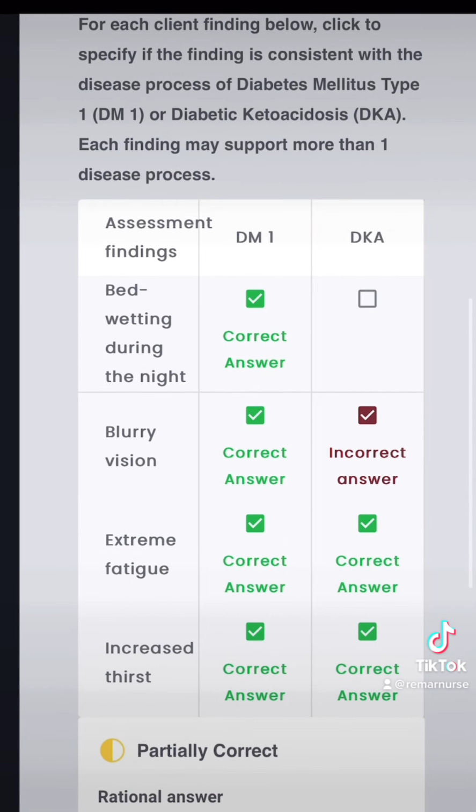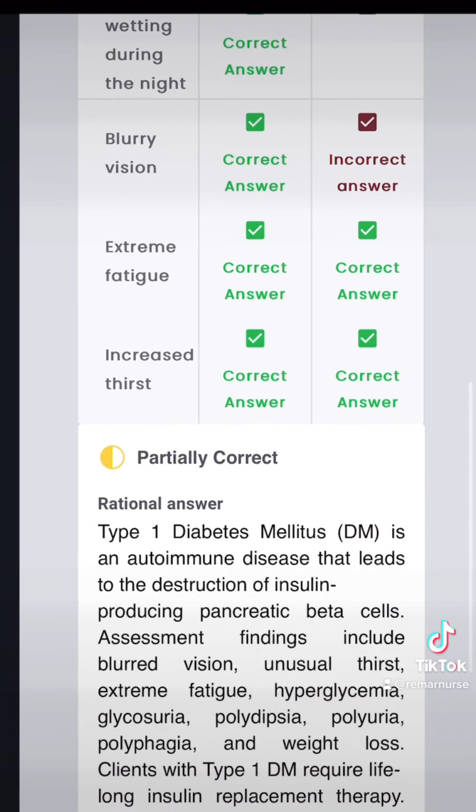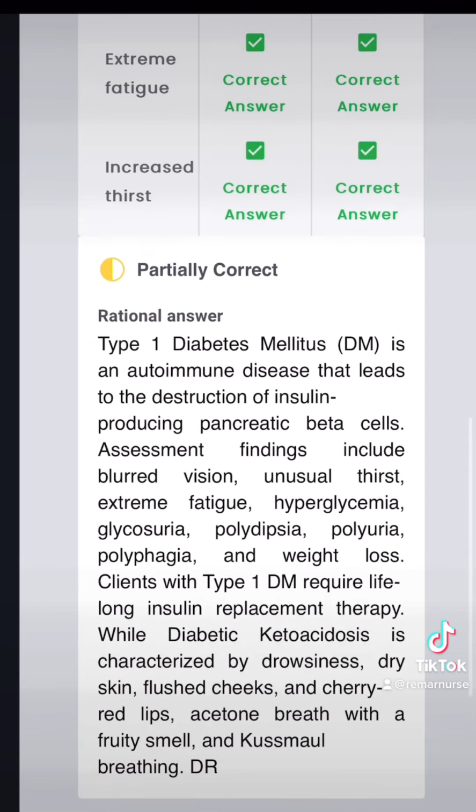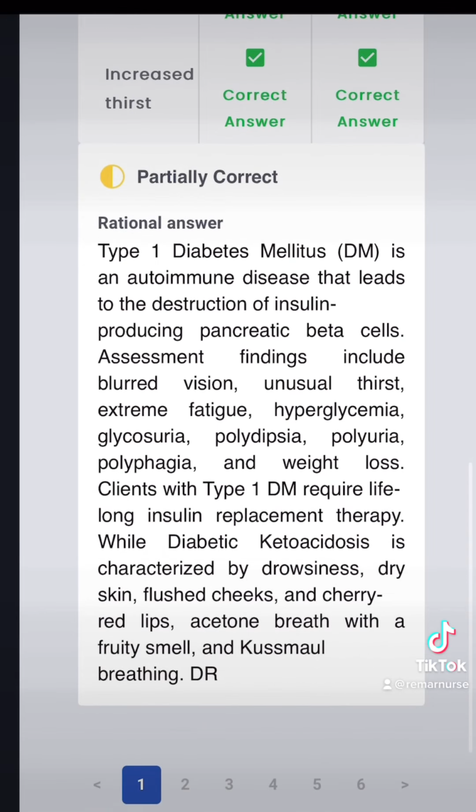So let's see how we did. Oh, I got partial credit here because of that blurry vision. I was second guessing myself. Oh man. Okay. So anyways, correct answer: bedwetting, DM type 1, blurry vision. Yes. Extreme fatigue for both, and then increased thirst for both. Okay. All right, that's all right. All right, make sure you guys are reading the rationales. They will help you to understand and develop them, but we got to move on.